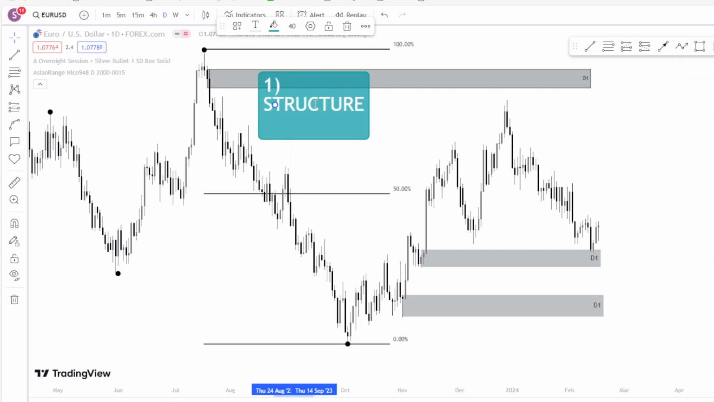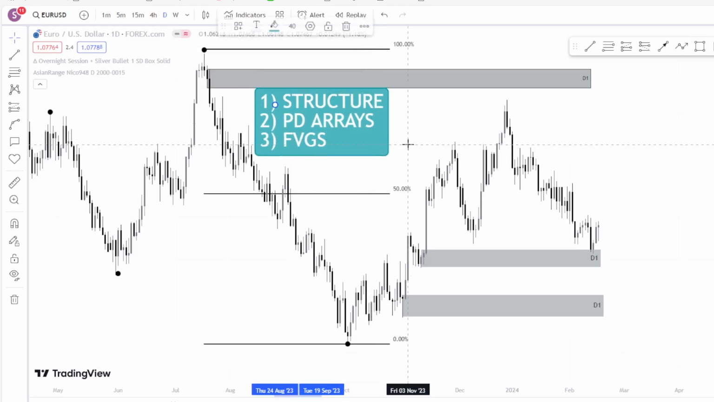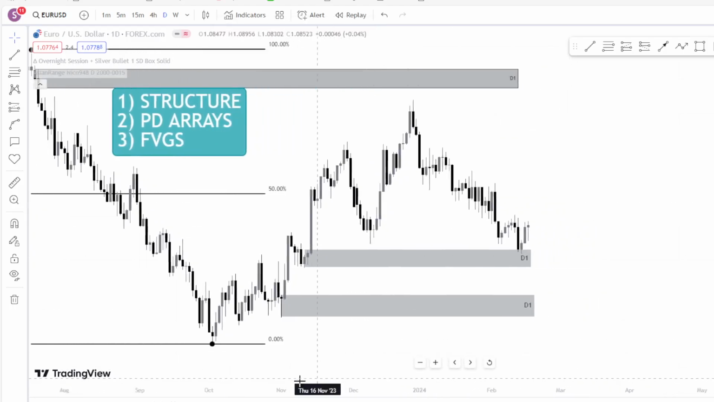So we need to understand our structure. If I just write that, we need to understand our structure. We need to understand our PD arrays, and we need to understand the fair value gaps. Where have we tapped into? Now, let's begin to dissect the charts and really look at these three concepts.